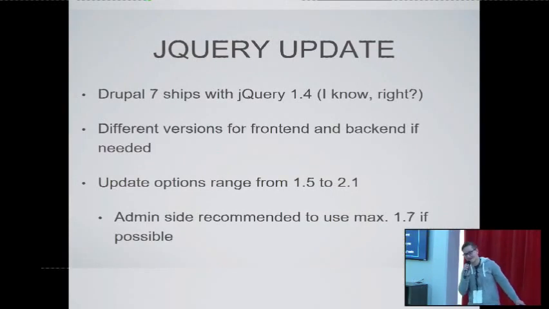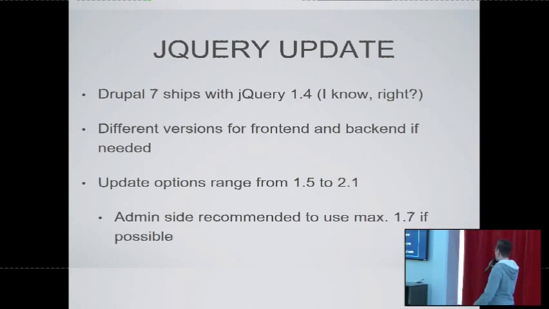jQuery Update. Now, that's a shame. Drupal 7 ships with jQuery 1.4. That's old, and that's not very useful. So we have a module, jQuery Update, with which we can update the jQuery version, and we can choose what version we use on the front end as well as the back end.